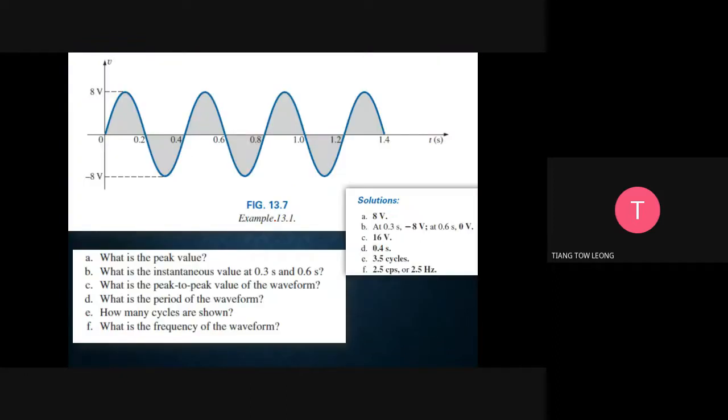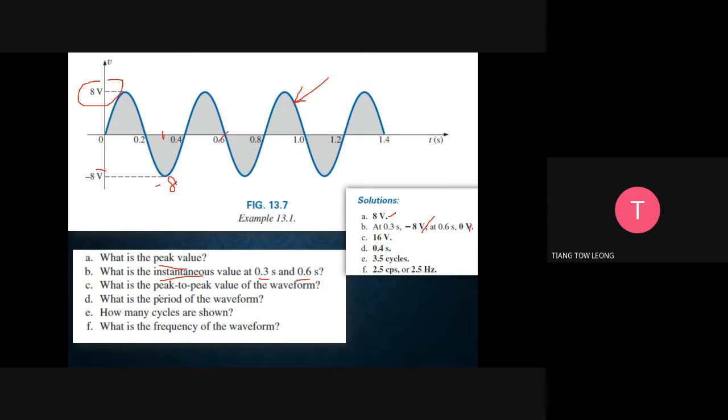So let's have some example. What is the peak value of this voltage? We have 8 volt. What is the instantaneous value at 0.3 and 0.6? So 0.3 is here. At that instant, it is negative 8 volt. At 0.6, it is 0 volt.